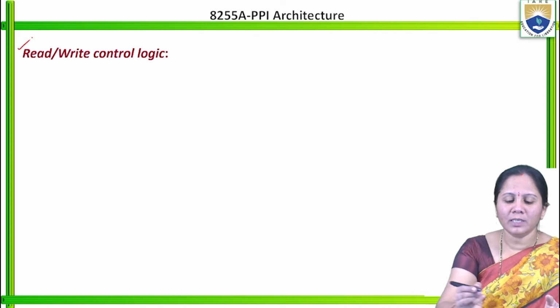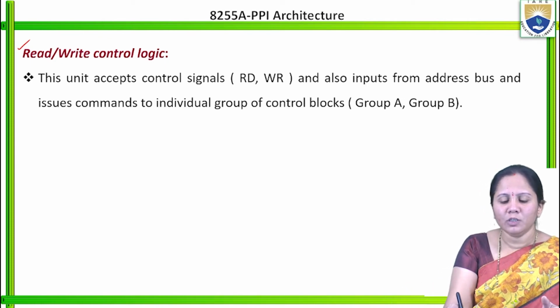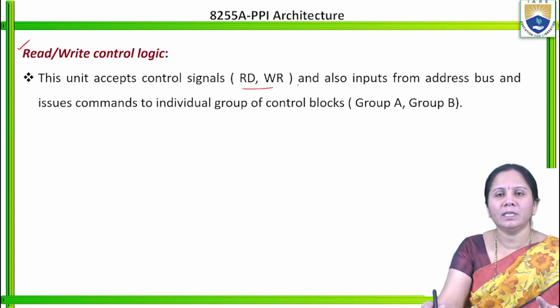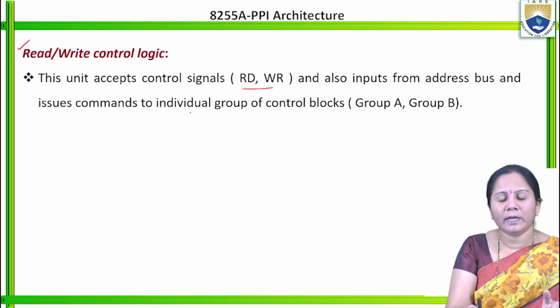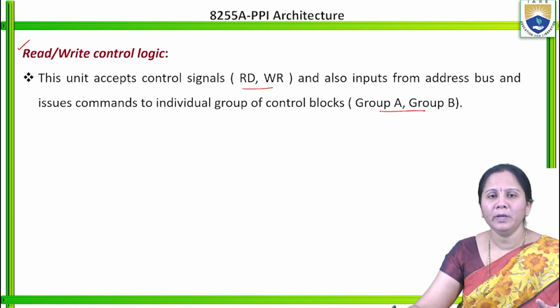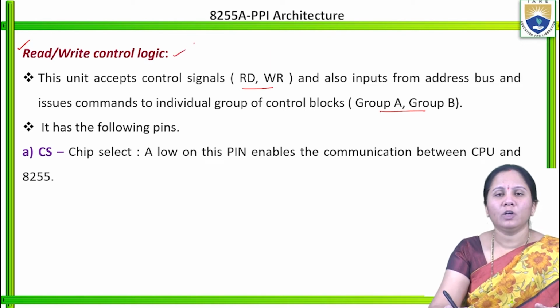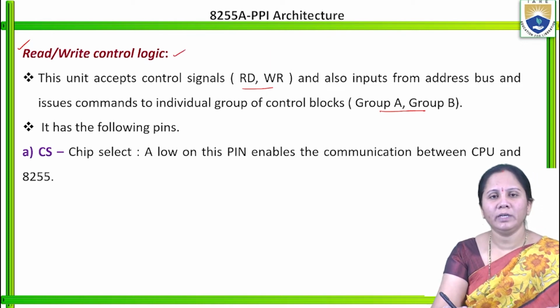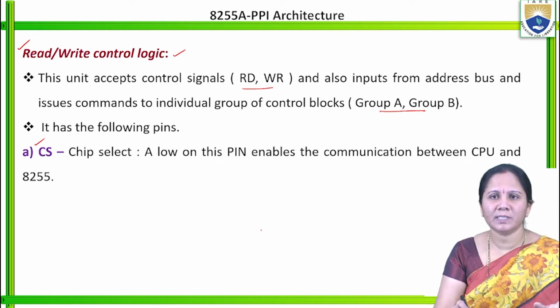And another block is the read-write control logic. To this read-write control logic, all the control signals are connected. This is the unit which has control signals like read bar, write bar. Okay. And also that read-write logic block is used to control the two groups, which are called group A and group B. So to this read-write logic control block, we will see what different control signals are connected. One is CS, which is called chip select.